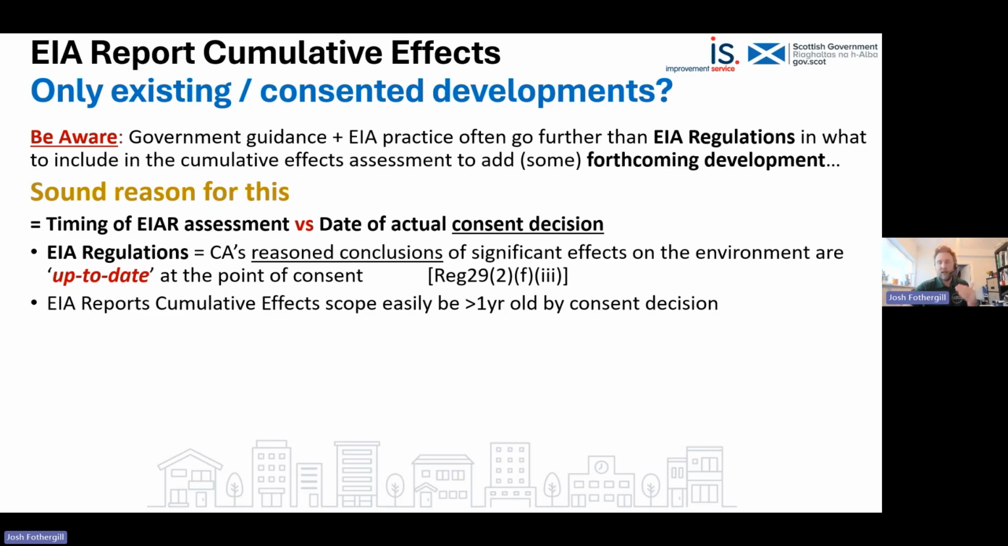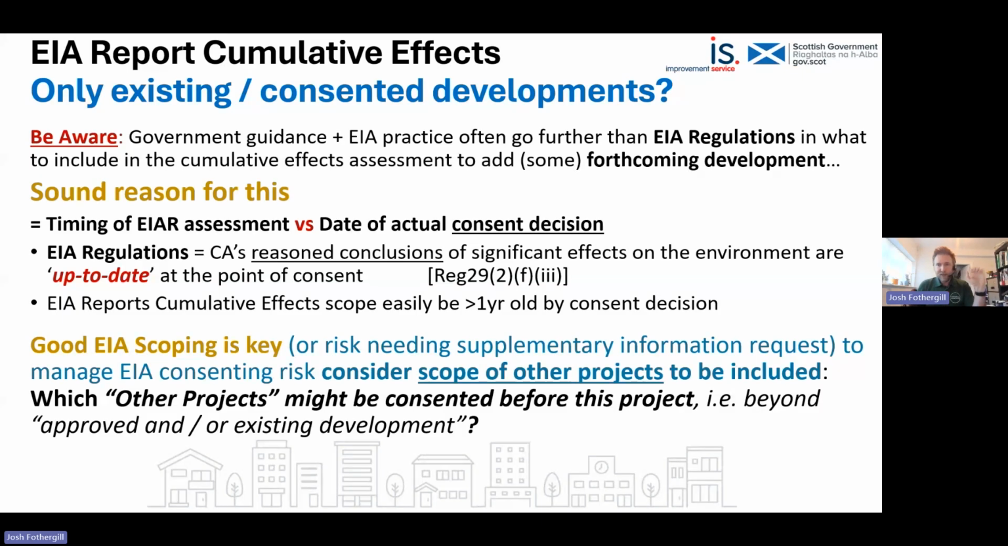Their project might get delayed, other projects get consented in front of them, and then you, as the decision-making authority, if that project hasn't been considered, might feel obliged to make a supplementary information request. So even though on the last slide the regulatory references, screening, it's in the criteria, the EIA report, it's there in the requirements, actually a key element for getting cumulative effects right is the scoping process.